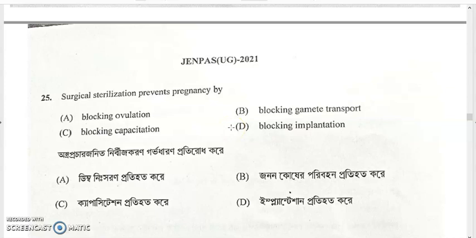Option B, blocking gamete transport. Surgical sterilization prevents pregnancy by blocking gamete transport. Question 25, answer will be option B.